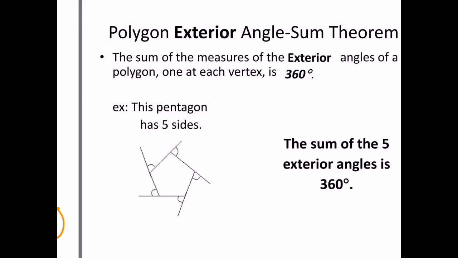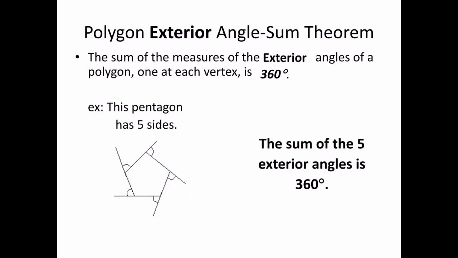Now we move to the polygon exterior angle sum theorem. Remember, exterior angles come off of a side, so here comes a side, and there's the exterior angle. So it says the sum of the measures of the exterior angles of a polygon, one at each vertex, is always 360 degrees. Since this pentagon has 5 sides, it also has 5 exterior angles. So the sum of the 5 exterior angles is 360.